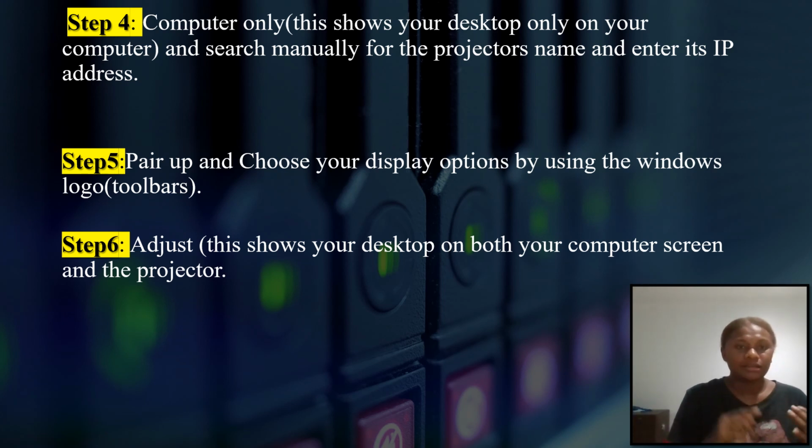Step 4 is computer only. This shows your desktop on your computer, and after that you search manually for the projector's name and enter the IP address on the computer. In step 5, you pair up and choose your display options by using the Windows logo toolbar here on the same page. Step 6 is to adjust the display of your desktop, so both your computer and it will display on the projector screen, the white one.